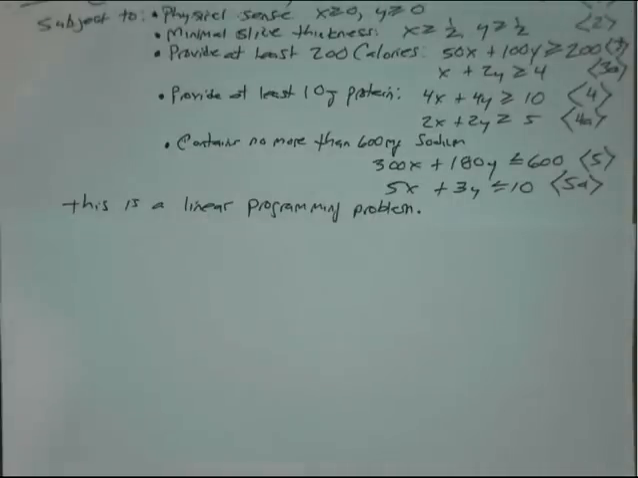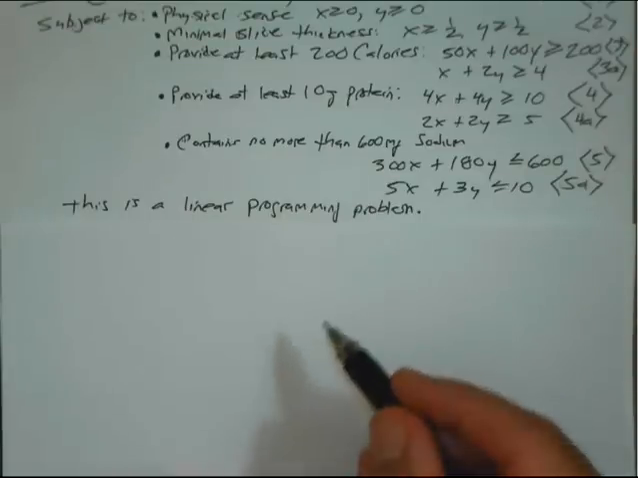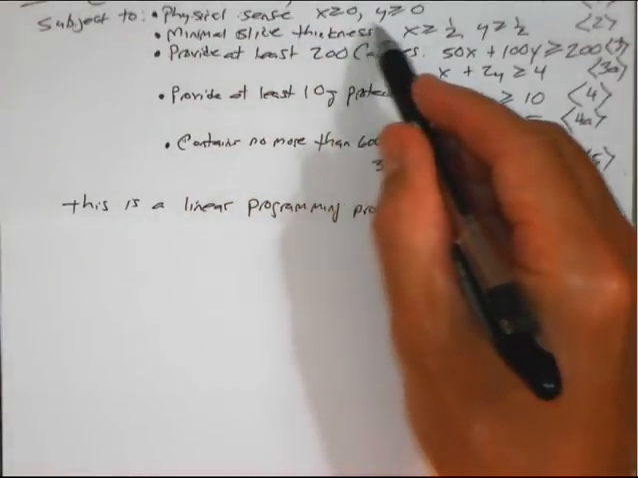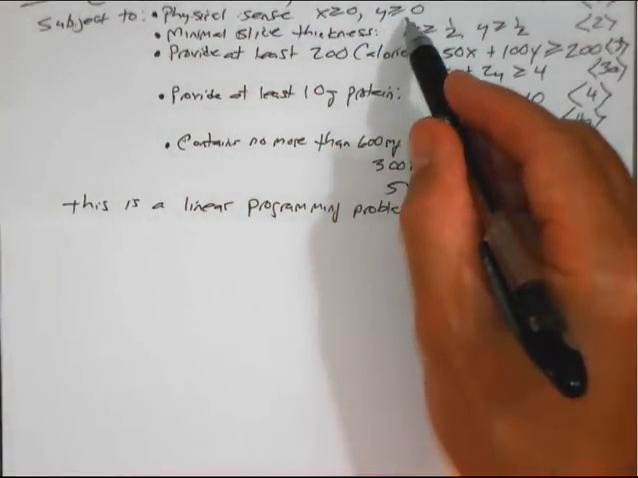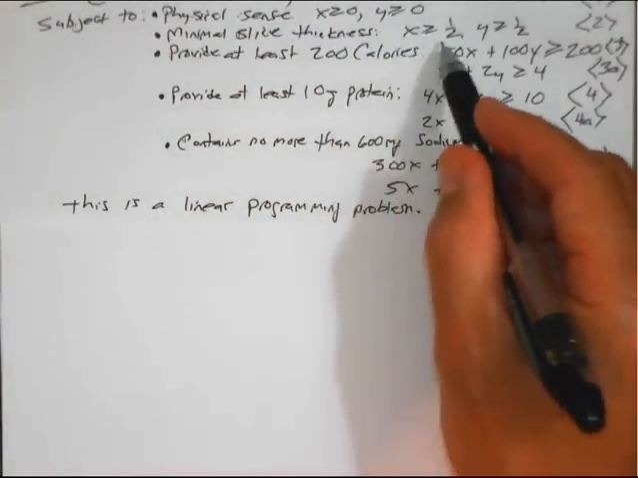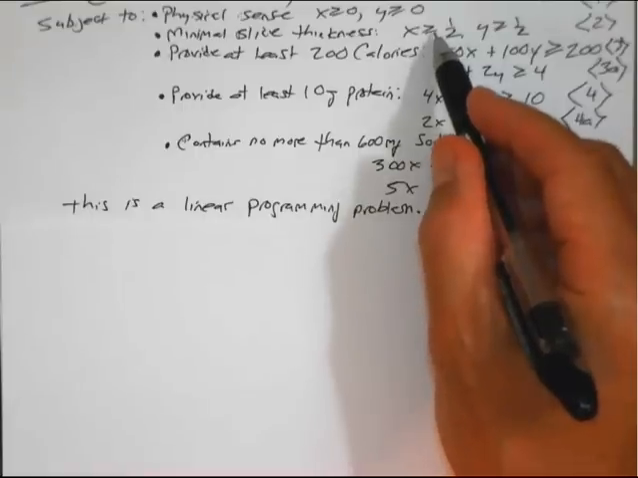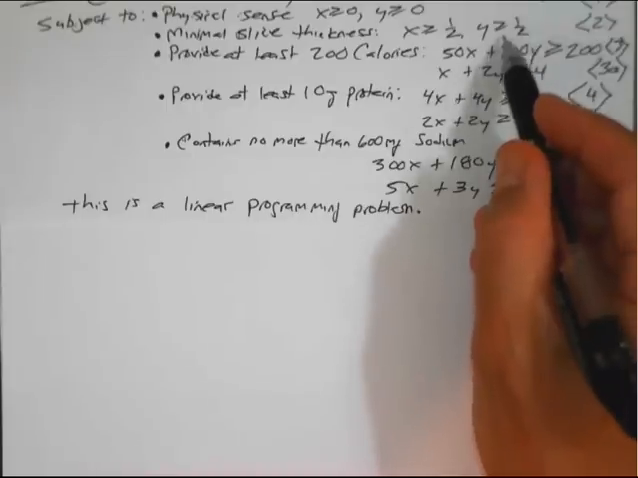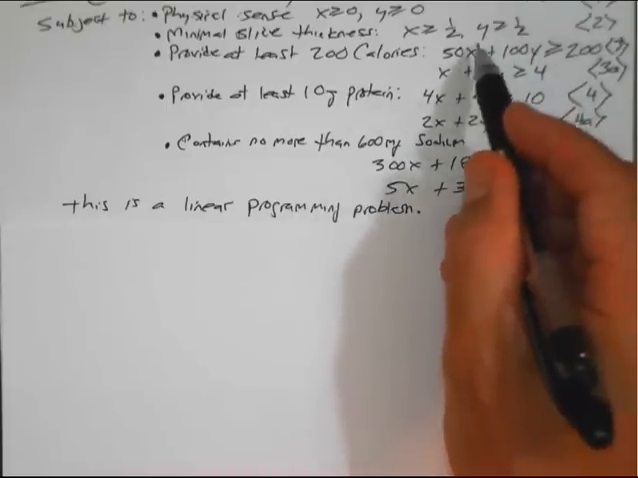Okay, to begin this graph, I want to think about what kind of coordinate system is set up to make the feasible region fit. So this x greater than or equal to 0, y greater than or equal to 0, that puts us in the first quadrant. This one here, x greater than or equal to 1/2, y greater than or equal to 1/2, puts us a little further into the first quadrant.